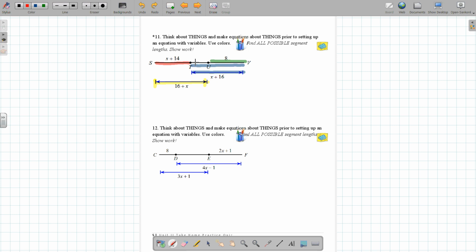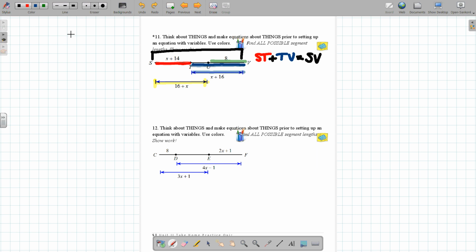So I'm looking at the red right now. I know that segment ST plus segment TV equals the larger segment together, SV. That's a true statement, right?